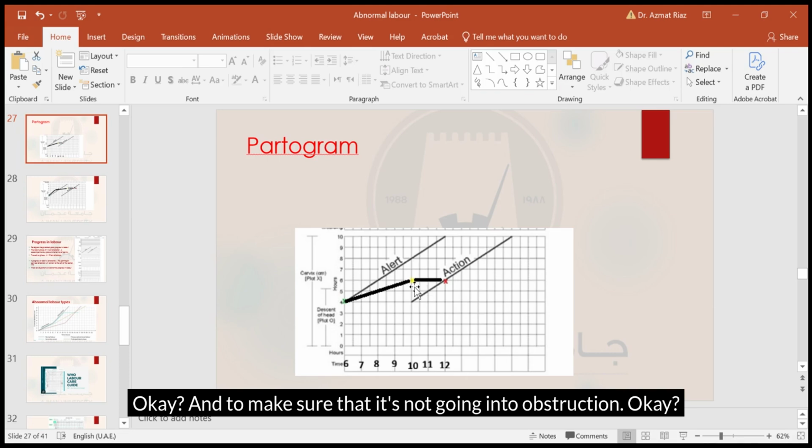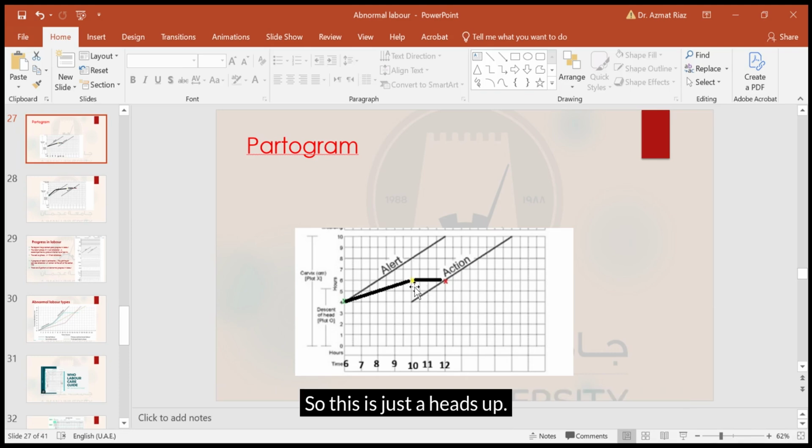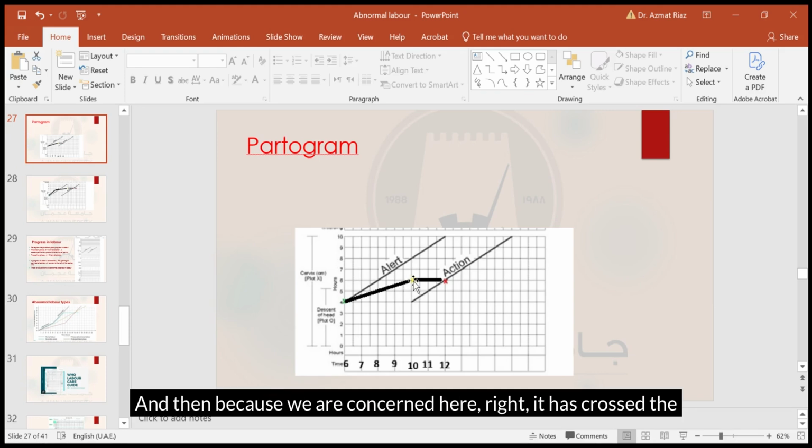And to make sure that it's not going into obstruction. Okay, so this is just a heads up. This is just reevaluate. And then because we are concerned here, right? It has crossed the alert line.